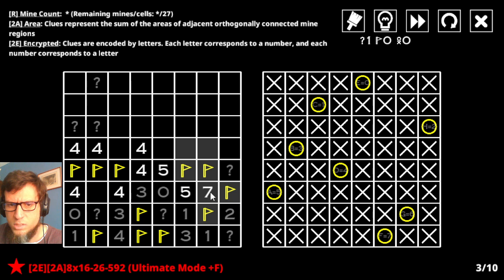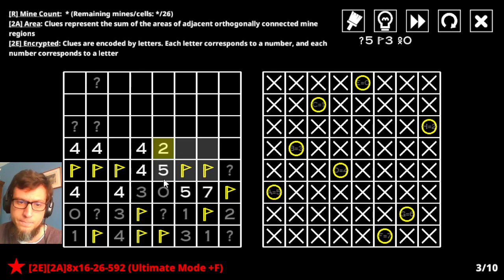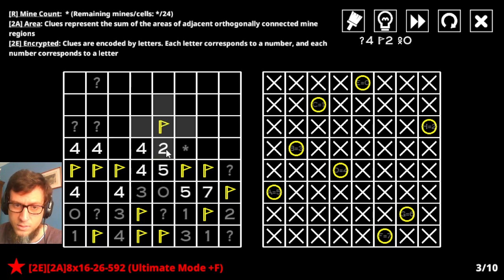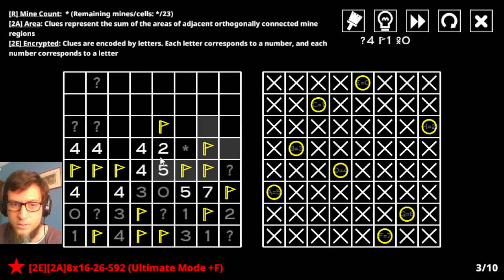Which means that this chain has to have 5 in it, which means it cannot connect to this 4, and therefore bye-bye. This 2 says you can't connect to this chain. And so now this chain has to grow a little bit. This chain cannot connect here, otherwise this 4 would not be able to be dealt with. So goodbye.